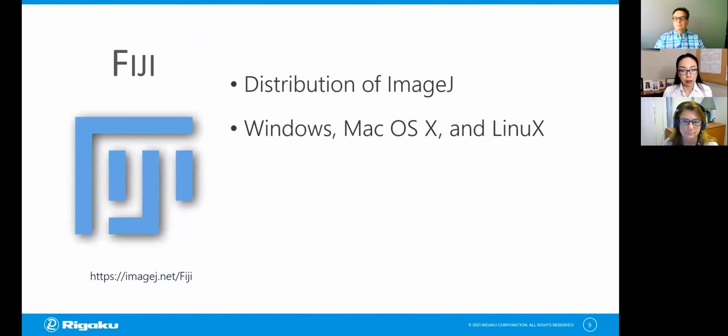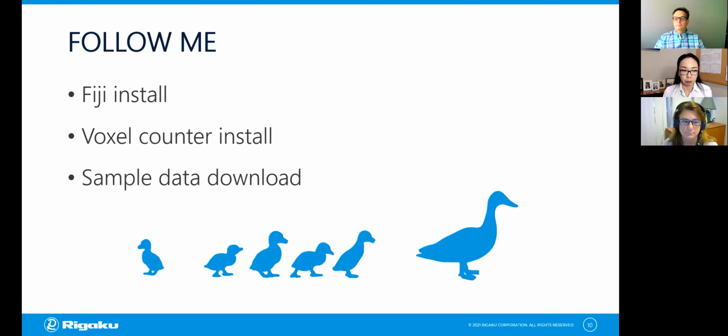You don't need to, but if you would like to, you can follow me and do the same analysis on your computer as well. To do so, you will need Fiji already installed, the Voxel Counter plugin installed on your computer, and the sample data we're going to use today downloaded. All of them are available from our website. I think, Tom, you can maybe put the links in the chat.